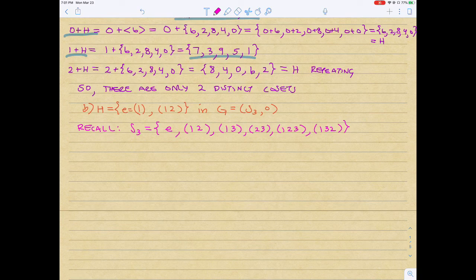And now we want to find the left, again, we're trying to find all the distinct left cosets. Okay, well, let's start with E. All right, EH. Well, that's just going to be E composed with itself, or if we want to make this 1, I think I used the 1, but if you want to use E, you can. And then E composed with 1, 2. Well, you know the identity just gives you back whatever that is. So that's E, and that's 1, 2.